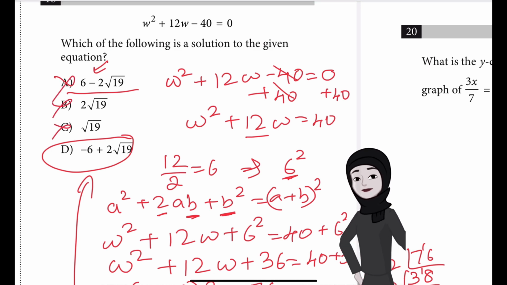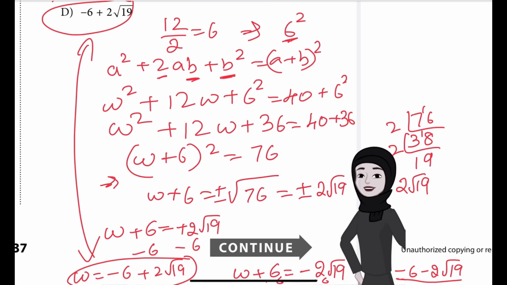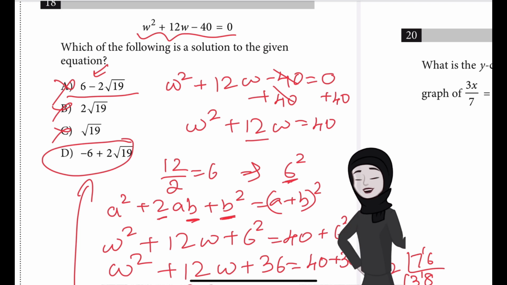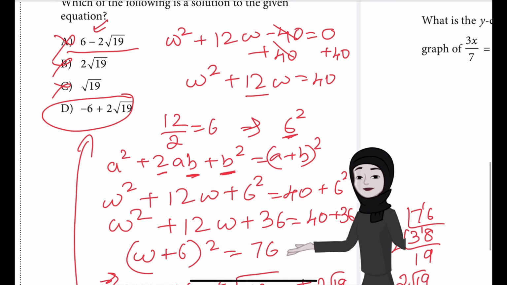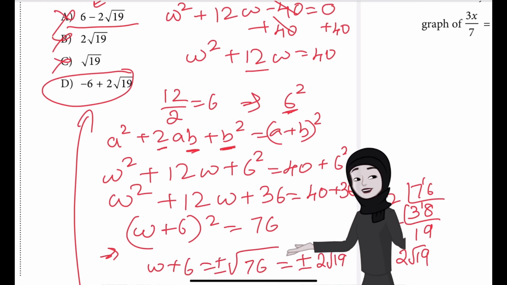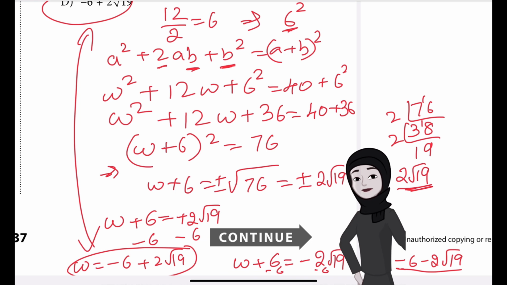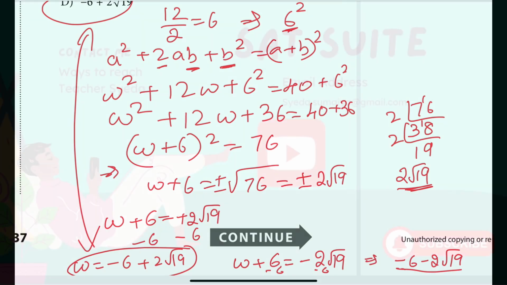And clearly B and C are also not the answers. So only D is matching. So here we had to solve this quadratic, and we used the completing the square method. You can even use the quadratic formula, whichever method you want. Here I have shown the completing the square method. So a little bit of radicals simplification also you need to be aware of.